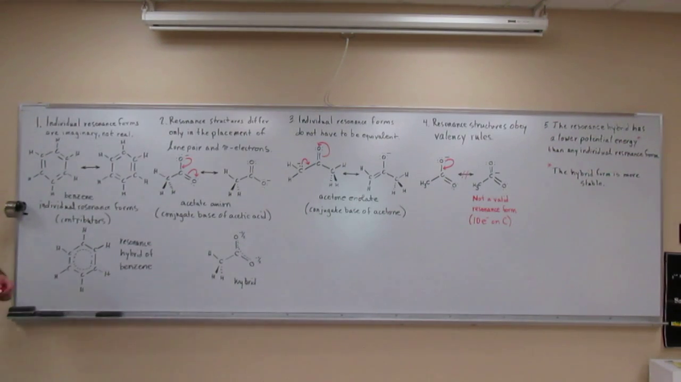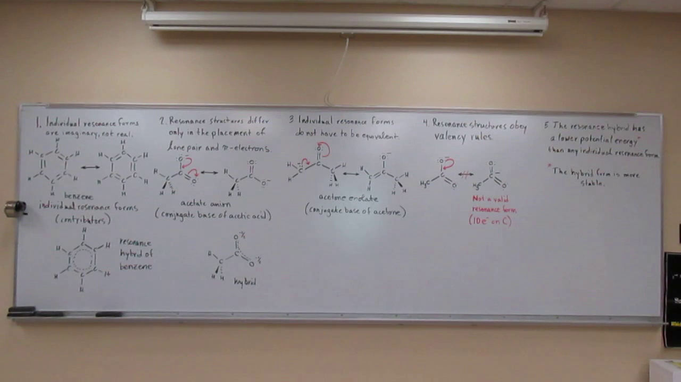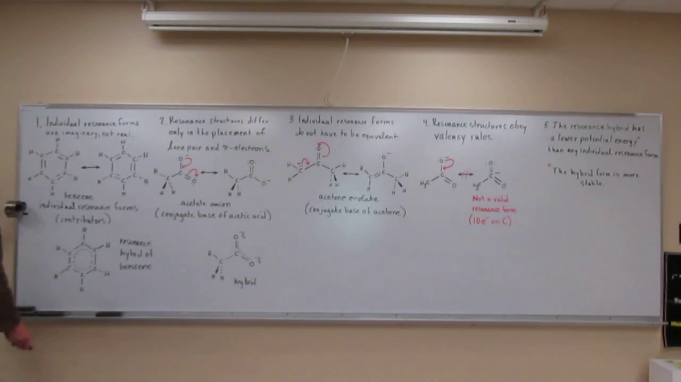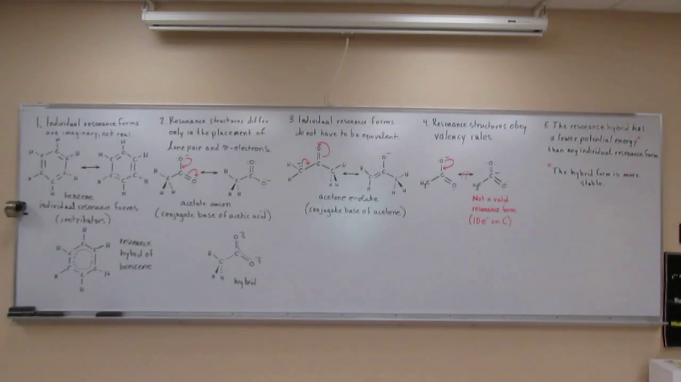And then the last rule, and we've been alluding to this the entire time we've been talking about resonance forms: the resonance hybrid has a lower potential energy than any individual resonance form. So remember, in chemistry, what does that mean? A lower potential energy means that it's more stable. Therefore, the hybrid form of these resonance forms is more stable than any one of the resonance contributors itself. So in other words, when we were looking at these two resonance hybrids of benzene and the acetate anion, these are of a lower potential energy, or more stable.